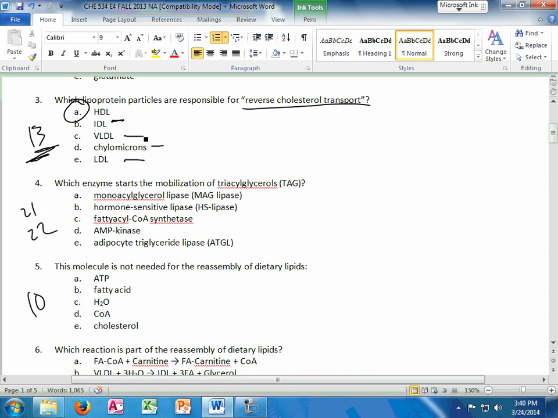Which enzyme starts the mobilization of triacylglycerols? That's going to be ATGL. This one's easy. Monoacylglycerol lipase targets the monoacylglycerols. Hormone-sensitive lipase targets the diacylglycerols. This is the activator of fatty acids, and AMP kinase is mentioned briefly in the end towards the regulation slides. Not much to do with the mobilization.